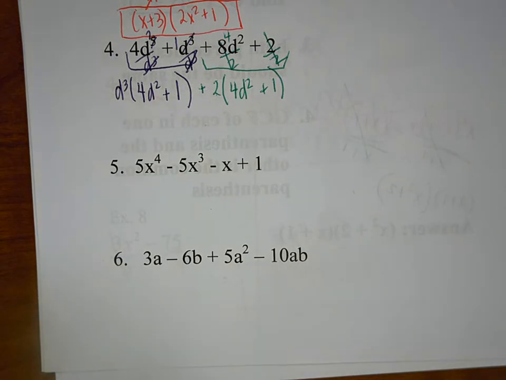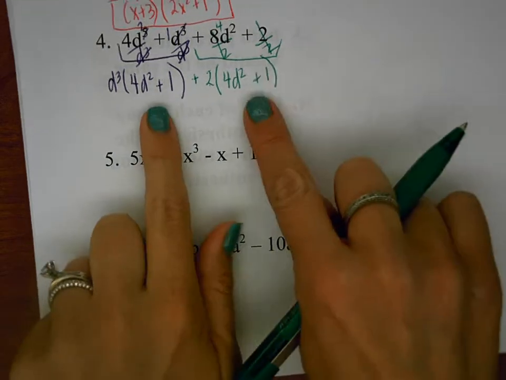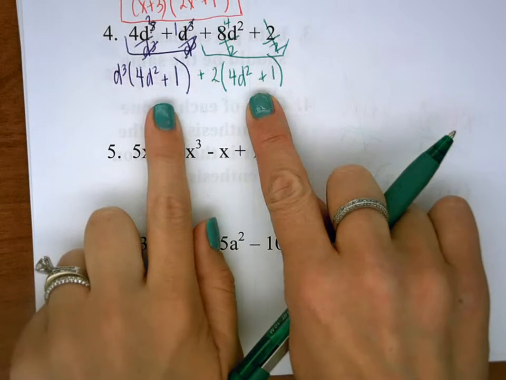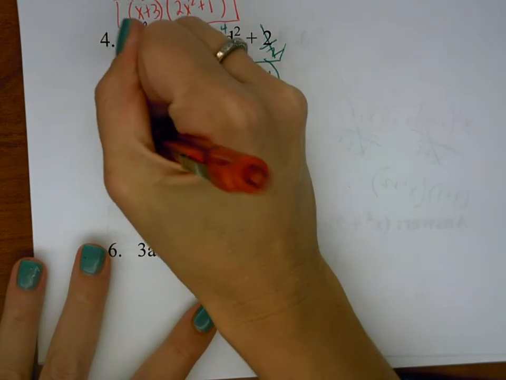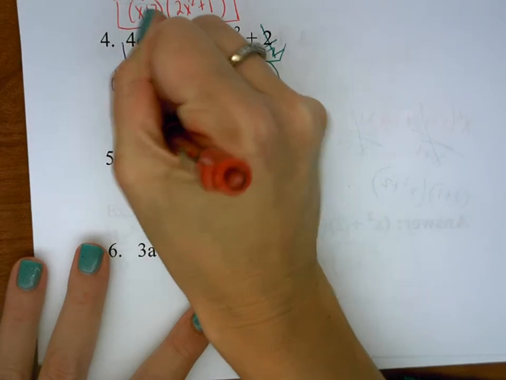Right, we are not done. So, these parentheses should match. Do they match? Yes, so that means what is my GCF now? 4D squared plus 1. Good. 4D squared plus 1 is what I am taking out.